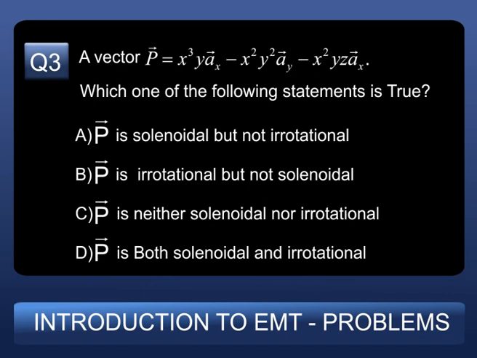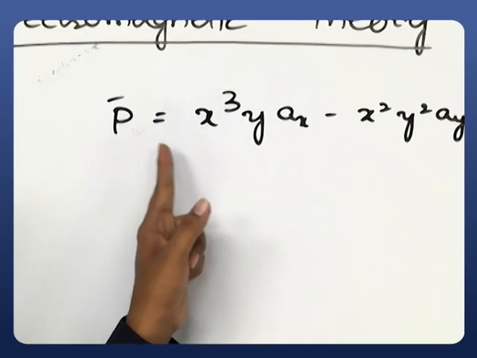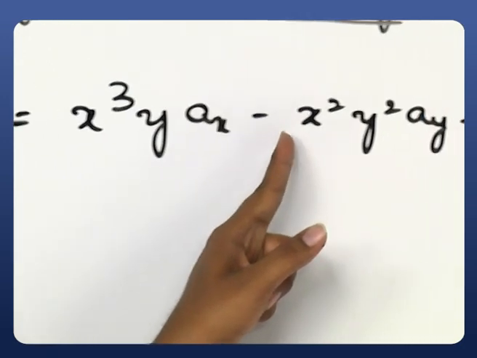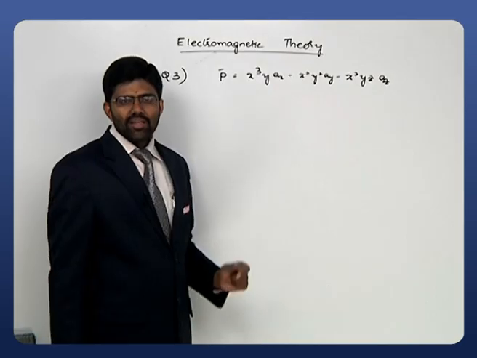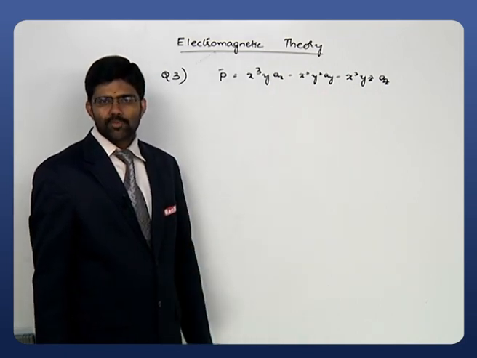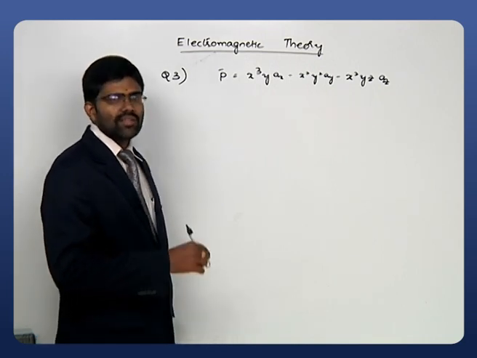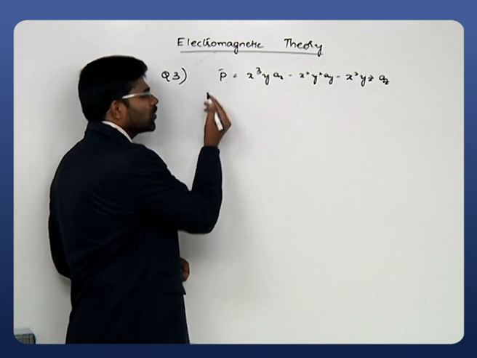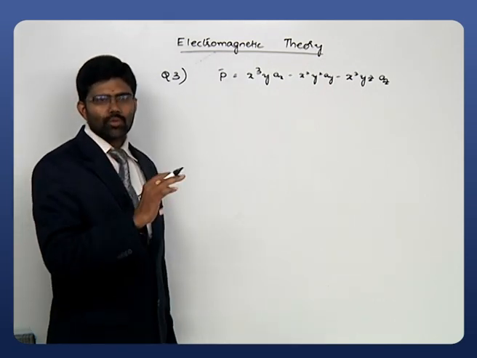So this is the question given to us. Now a vector p bar is given to us. P bar is x cube y ax minus x square y square ay minus x square yz az. We are asked to check the solenoidal property and rotational property of this particular vector. Now we need to recollect the concept of divergence and curl here: when a particular vector is said to be solenoidal, and when it is said to be irrotational or rotational.